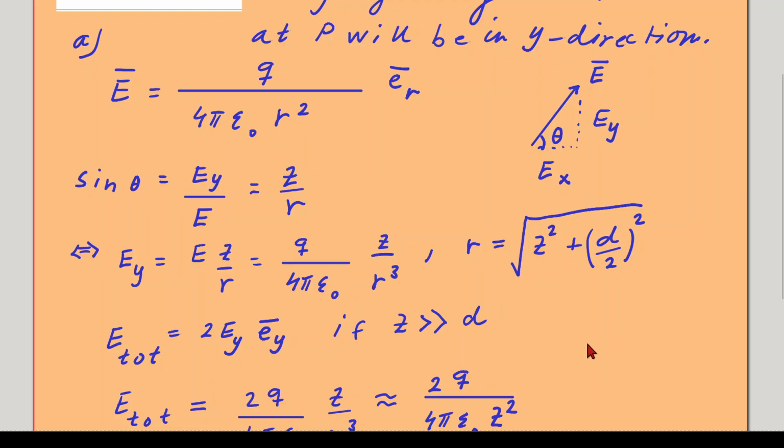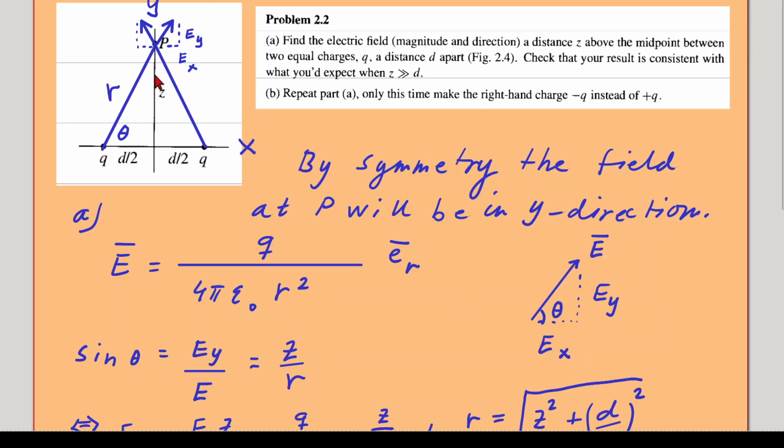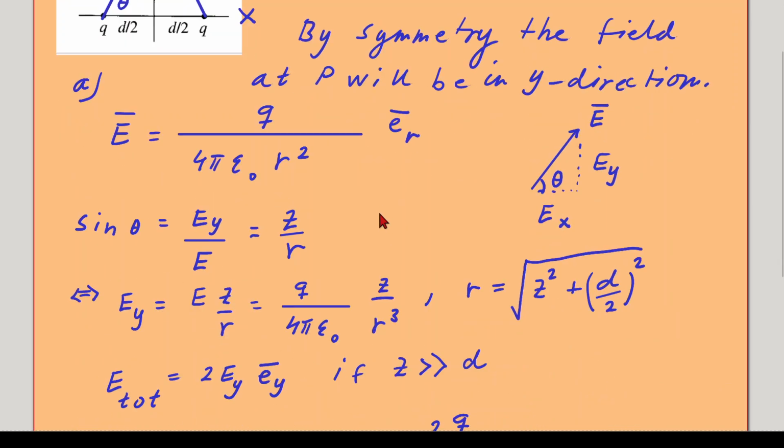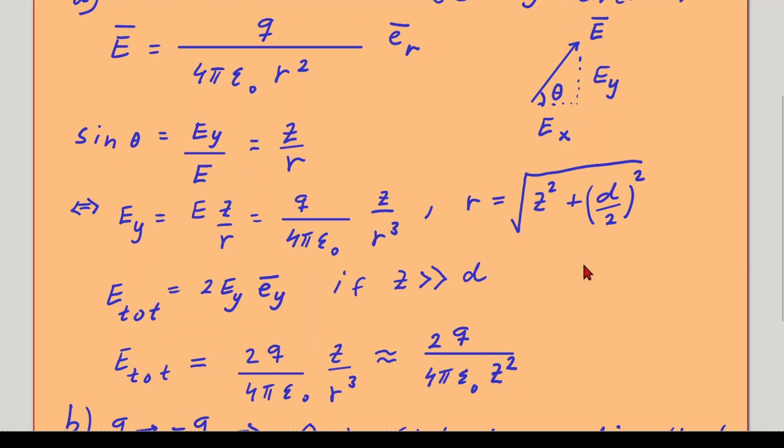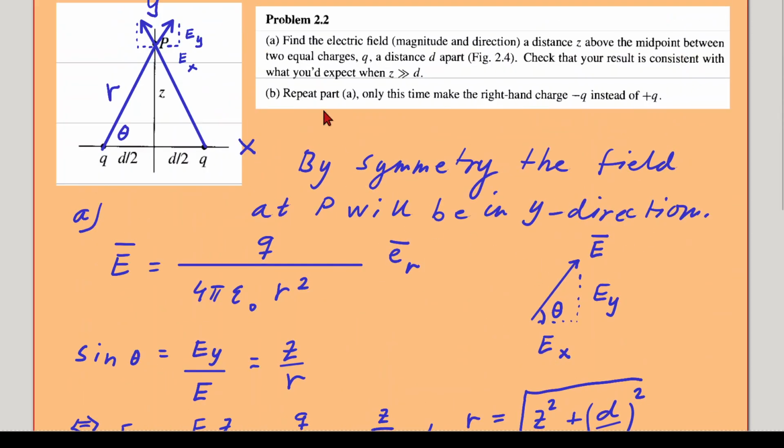And the second question is, if the height here, z, is very, very large, so those two charges are almost at the same spot, let's say at the origin here. So then r equals z. So 2 times Ey, 2q over 4 pi epsilon naught, it's that expression. And then that is this, but r equals z, so it will be z squared here. So that's that.